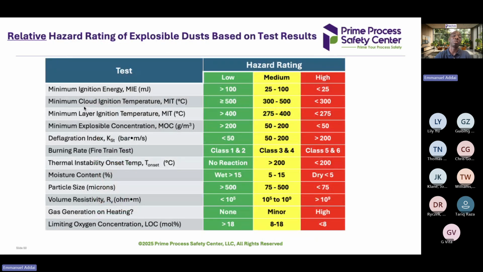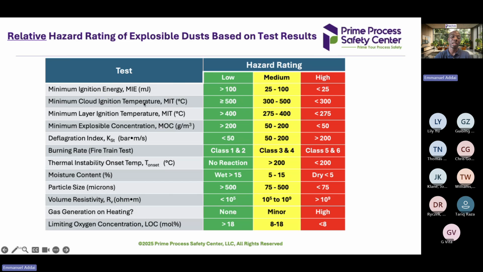And this is just a summary of the various tests and their meaning. This is used to assess the various risks. If you have minimum ignition energy greater than 100, usually we say the risk is very low. 25 to 100 is medium, less than 25 is, yeah, you are in the red zone there. And you can see the ignition temperature for the layer and the cloud. You can see here greater than 500, greater than 400 for the layer, and you can see the data here.